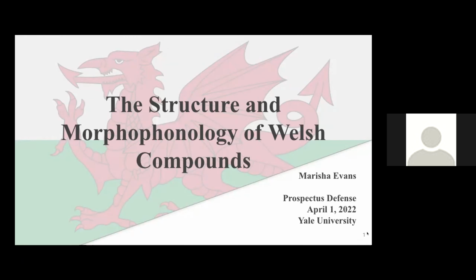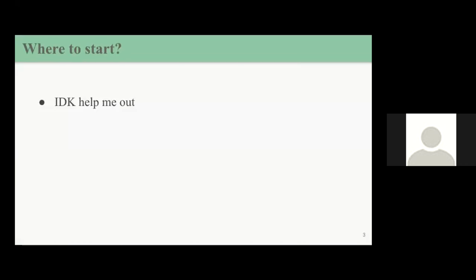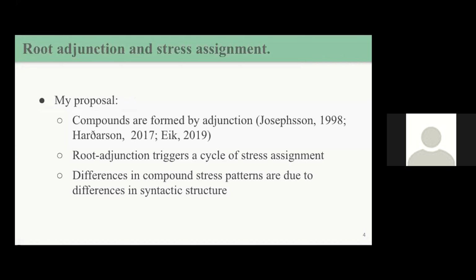So yeah, working title, Structure and Morphophonology of Welsh Compounds. Okay, so I wanted to start with a summary overview. I'm not exactly sure how to start, so I'll just jump into the main points. My proposal of compound analysis is that, first of all, compounds are formed by adjunction. This itself is not particularly new. A lot of other people have proposed this, but I am specifically saying that in compound formation, root adjunction triggers a cycle of stress assignment.